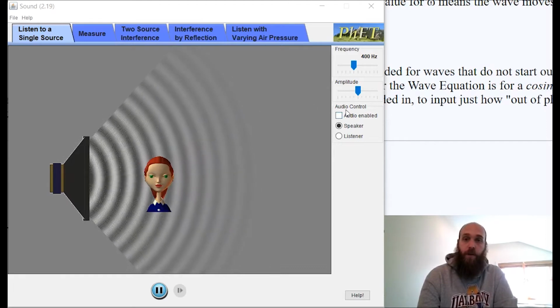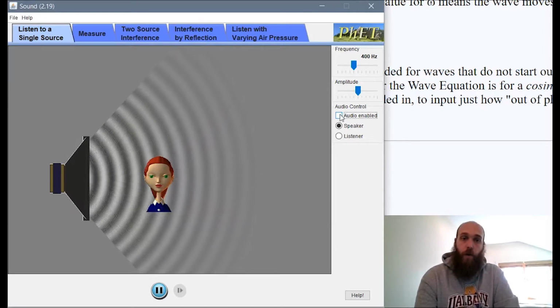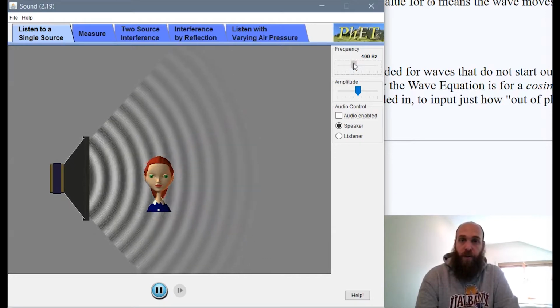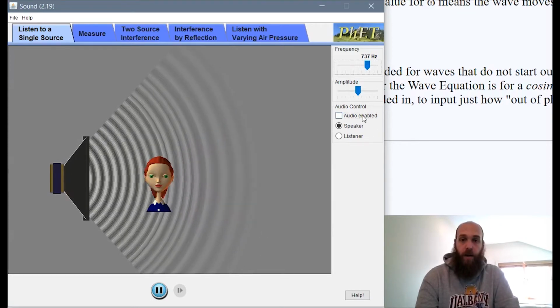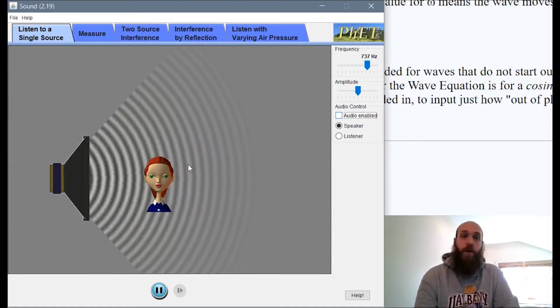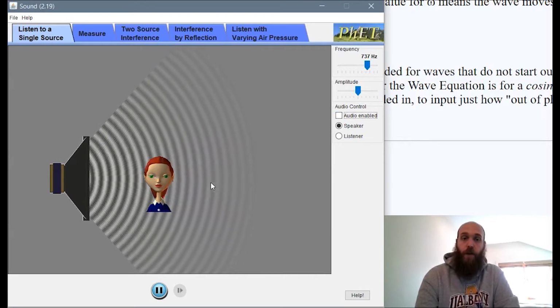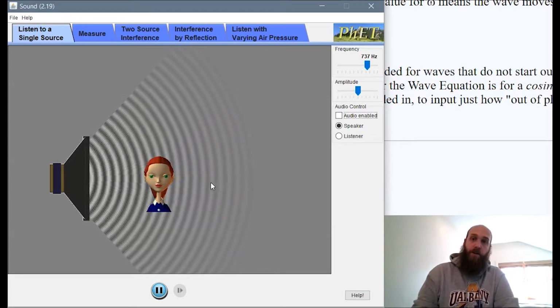And so if I was to enable our audio right here, you would get that annoying tone. And that annoying tone is what this person is hearing when this longitudinal wave has a frequency of 400 hertz. But if I increase the frequency on this thing up to about 740 and turn audio on again, that new annoying tone is the new sound that they would hear. And so frequency determines pitch for our sound. Higher frequency, higher pitch, lower frequency, lower pitch.